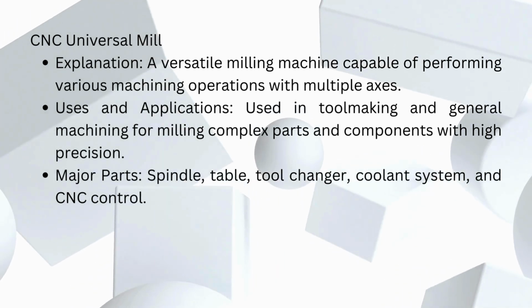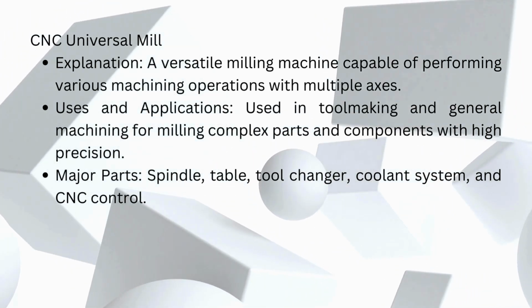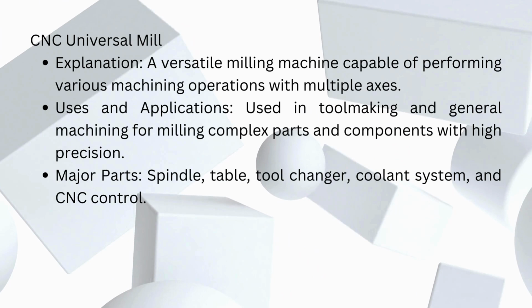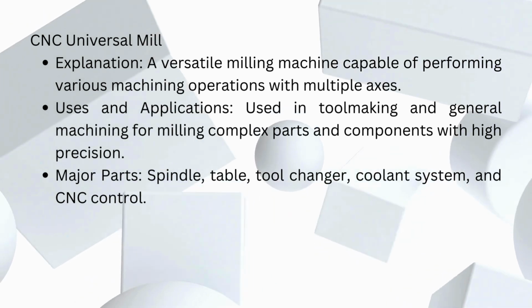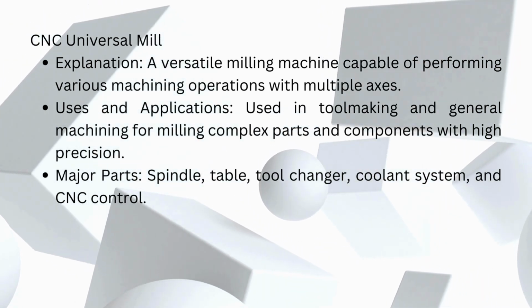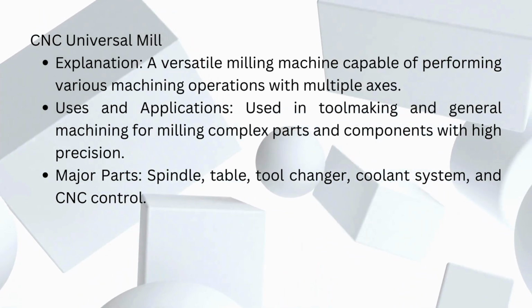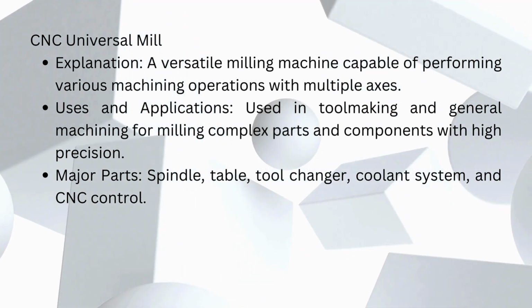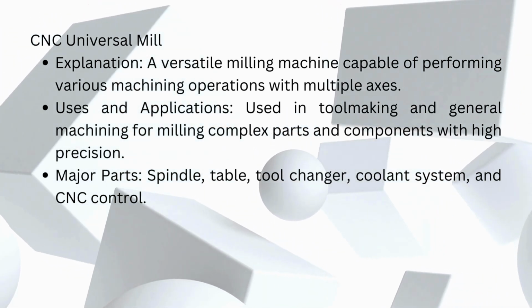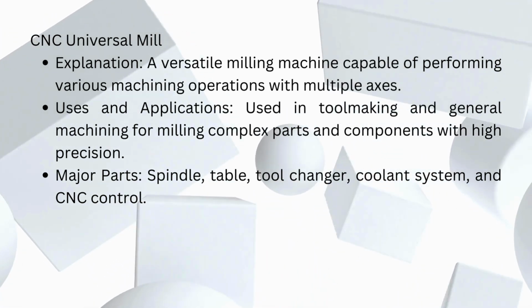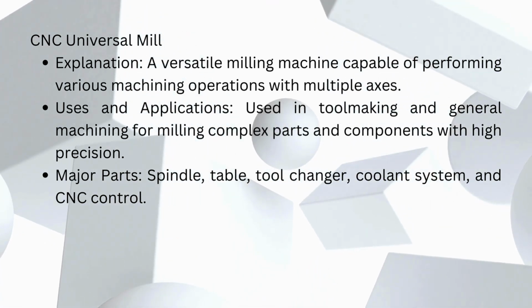CNC universal mill. Explanation: a versatile milling machine capable of performing various machining operations with multiple axes. Uses and applications: used in toolmaking and general machining for milling complex parts and components with high precision. Major parts: spindle, table, tool changer, coolant system, and CNC control.